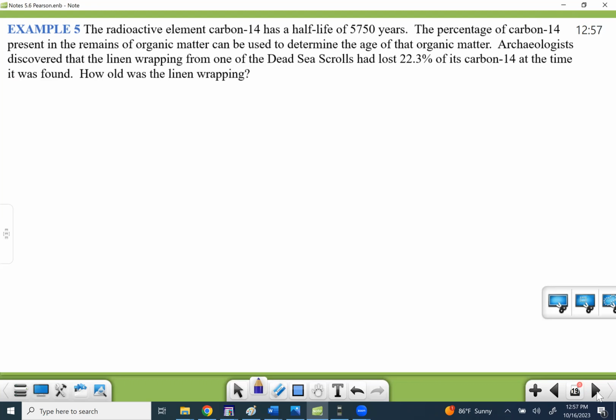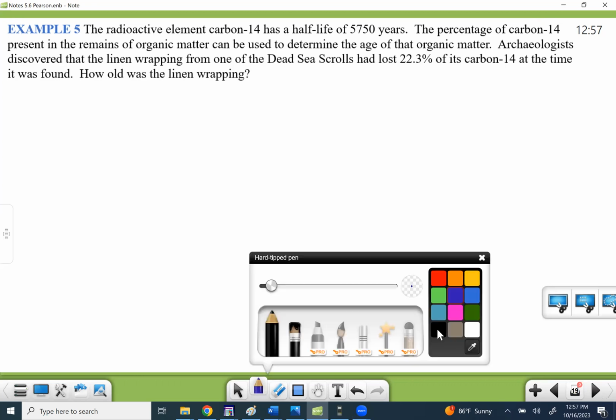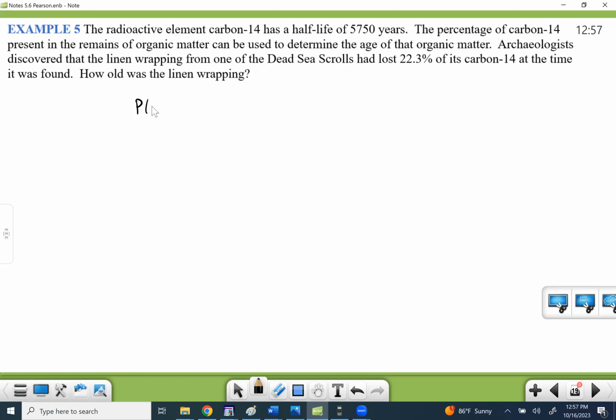Okay. So we're going to go ahead and write down the formula for exponential decay. We know this would be decay because we start off with 100% of its original carbon-14, and then it says that it lost 22.3%.